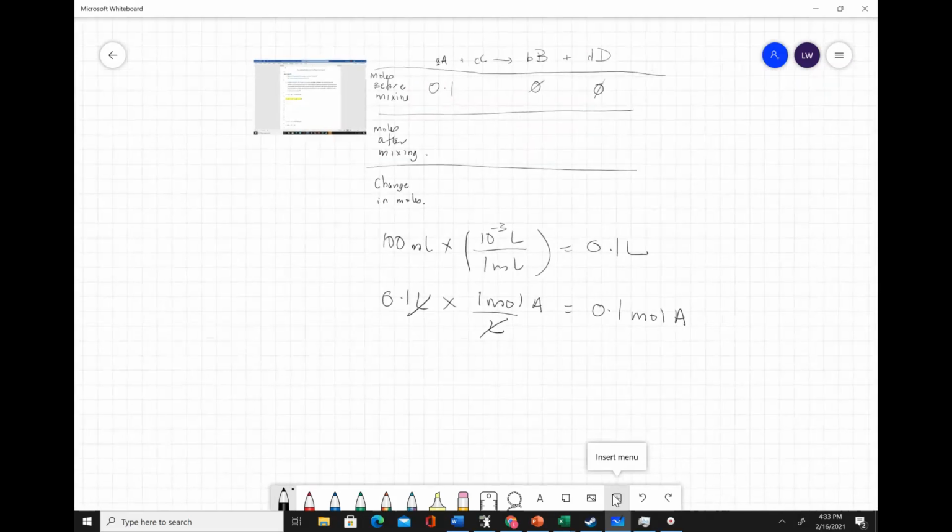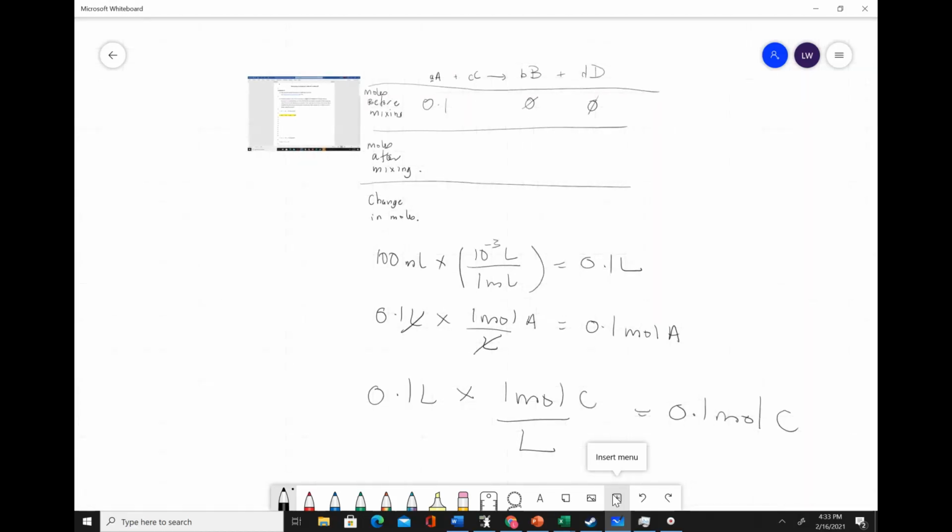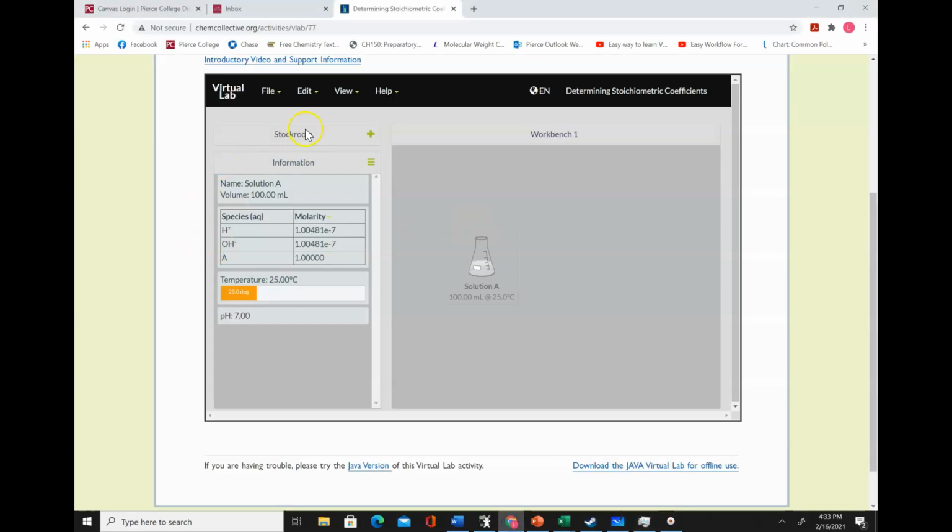Now, how much C did I have? Well, I also had 100 mils of C, and that also had a concentration of 1 mole per liter. So I also had 0.1 moles of C. So this was pretty easy. We've already got our first line. If you don't believe me, let's add the C in. There we go, C. And we have 100 mils of C, and it was 1 mole per liter.